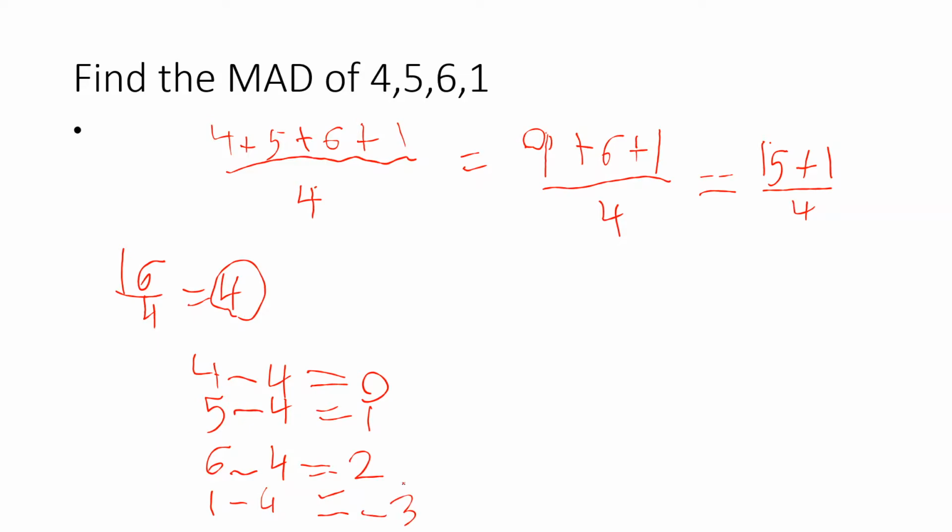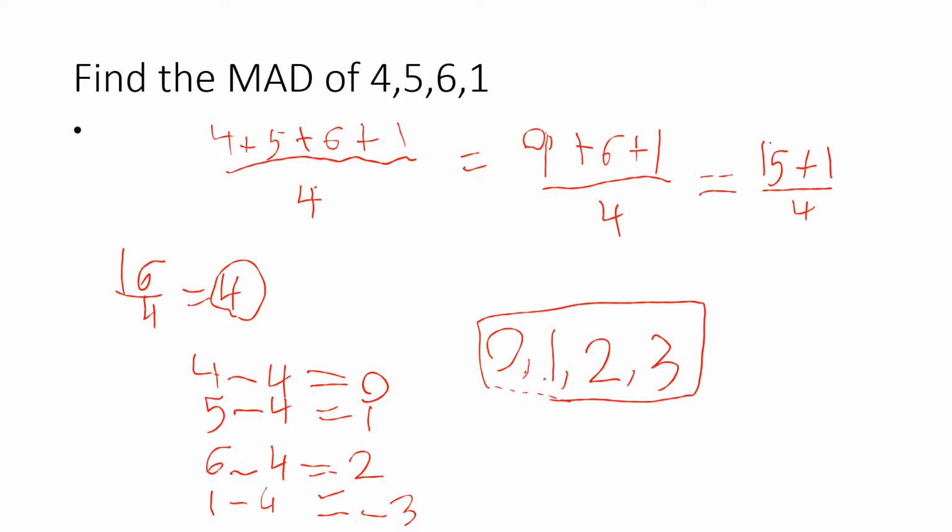Now the next step is to find the absolute value of each one of these values. To find the absolute value, it's basically just the distance between the number and 0. So the absolute value of 0 is obviously 0. So we're going to have 0, 1, 2, and the distance from -3 to 0 is obviously 3. So we have our absolute values. Now the last step in finding the MAD of any given set of numbers is to find the mean of our final values.